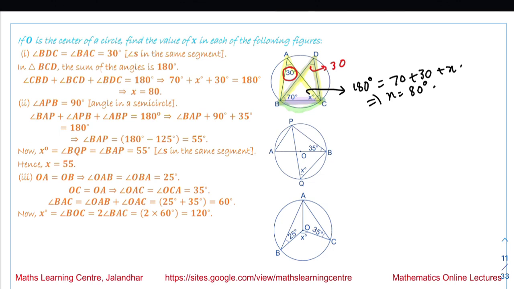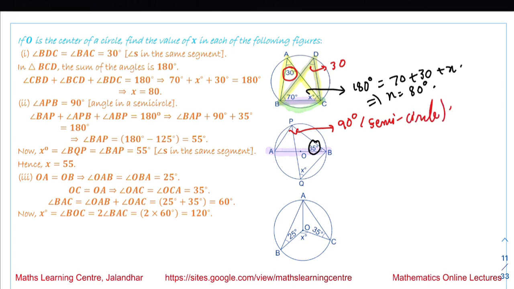In the second figure, this angle is 35 degrees and AB is the diameter. And we know that the angle in the semicircle on this chord, on this arc, is 90 degrees. So this angle at P is 90 degrees because it is the angle in the semicircle.